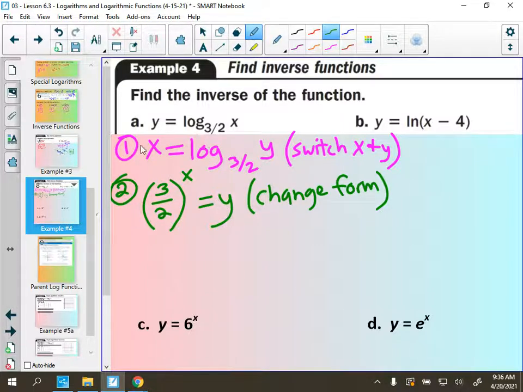That we're done. We've switched our x and our y around. We changed our forms. Y equals 3/2 to the x power. That's the inverse of this. So it seems like we're missing something, like what? That's it. Yeah, that's it. Change your x and your y, change forms, potentially get the y by itself. We'll see, there's a couple that'll happen.